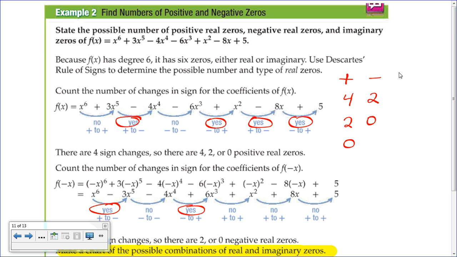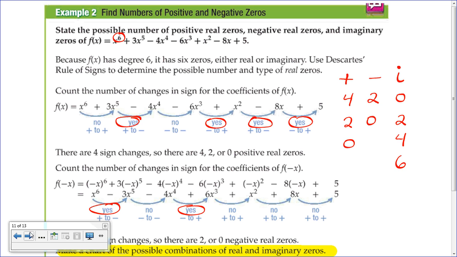So that means we're going to have some imaginary roots possible. Remember, we're going to have 6 roots total. If there are 4 positives and 2 negatives, that means there are no imaginary roots. However, if there are 4 positives and no negatives, that means I've got 2 imaginary roots. If I've got 2 positives and 2 negatives, then there are 2 imaginaries. 2 positive, no negative, 4 imaginaries. 0 positives, 0 negatives, 6 imaginary roots. So your possibilities are 4, 2, or no positive roots, 2 or no negative roots, and 0, 2, 4, or 6 imaginary roots.